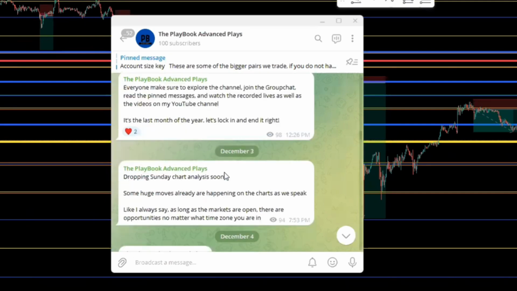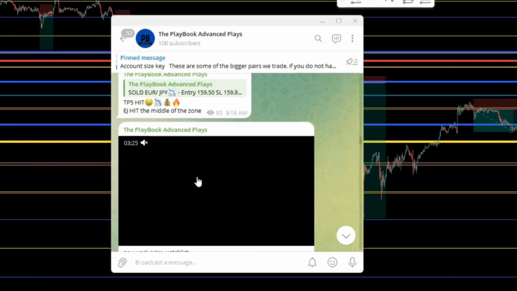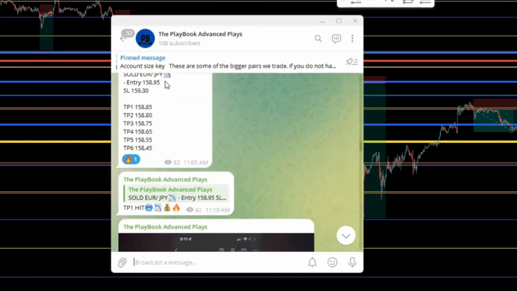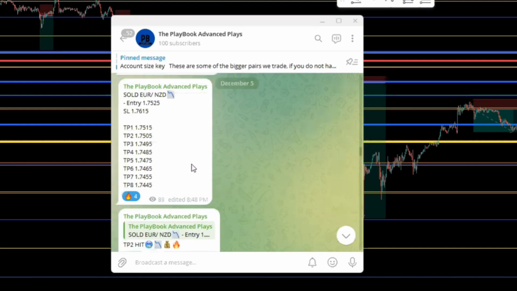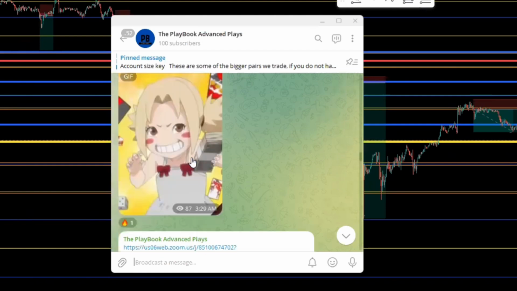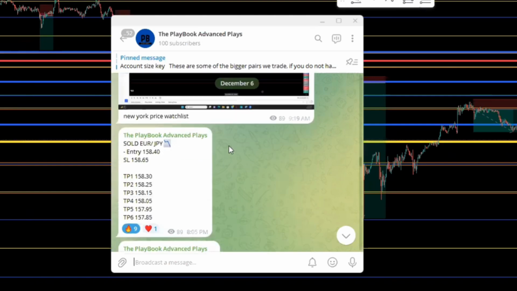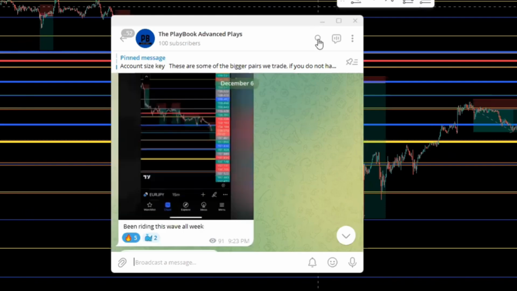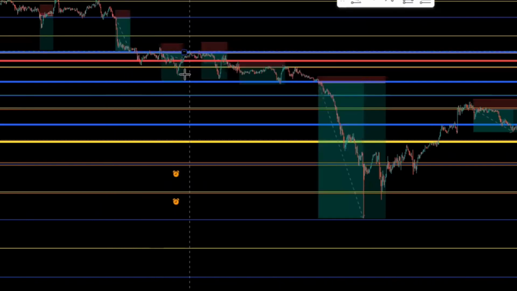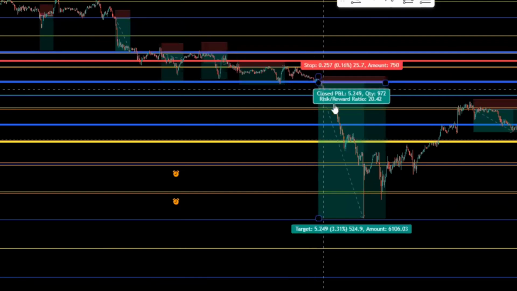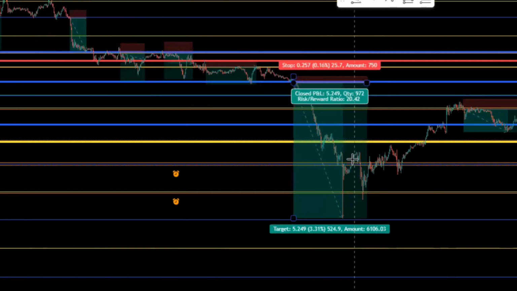Then you can see that we took sells on those days as well, right? Next day, took another sell. All TPs got hit. Continue to take sells. All TPs got hit. So we literally broke this down. Next day, caught those sells, right? So we literally caught day after day after day of this huge move right here.